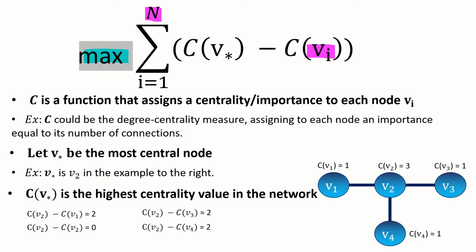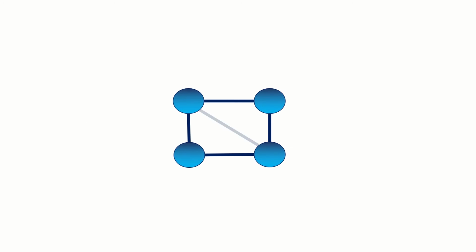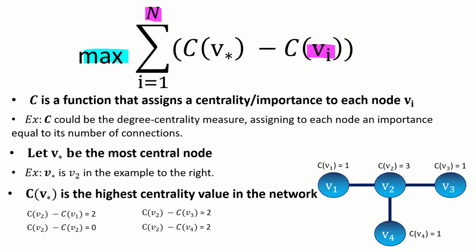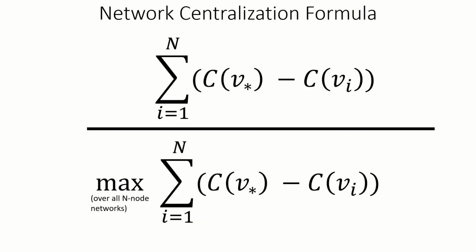And the word max here means that this entire expression denotes the maximum possible such sum for any network with n nodes. Without this max word, we would just be calculating the sum of differences in centrality for a specific network. This ratio, then, is what we call the centralization of the network, based off a given individual node centrality measure C.